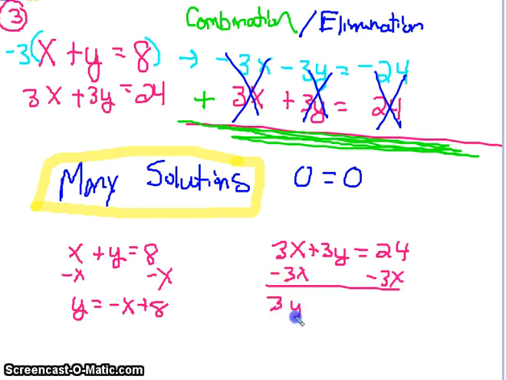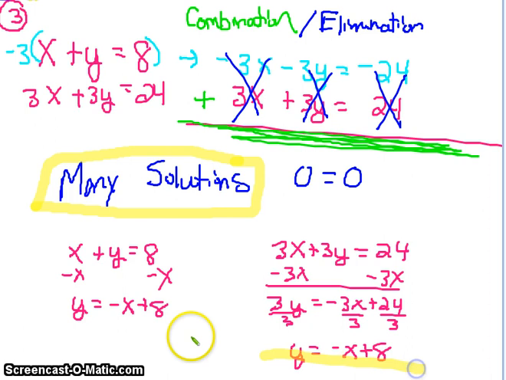you get 3y equals negative 3x plus 24. Divide by 3, and you get y equal to negative x plus 8. So you can see right here, exact same line, many solutions.